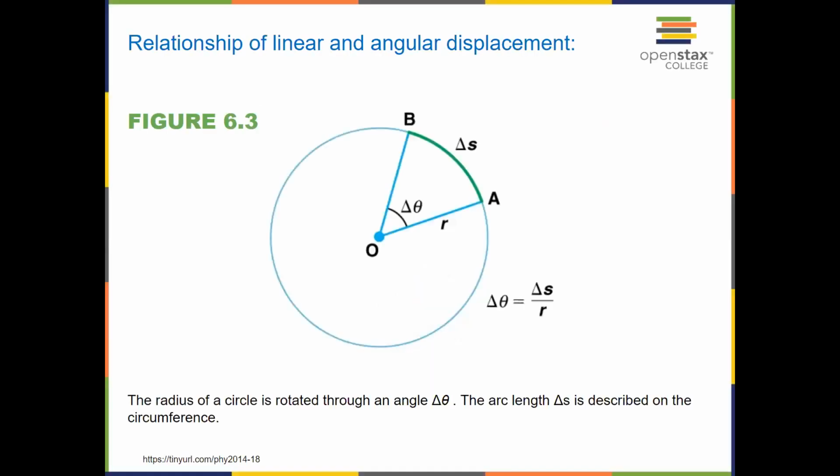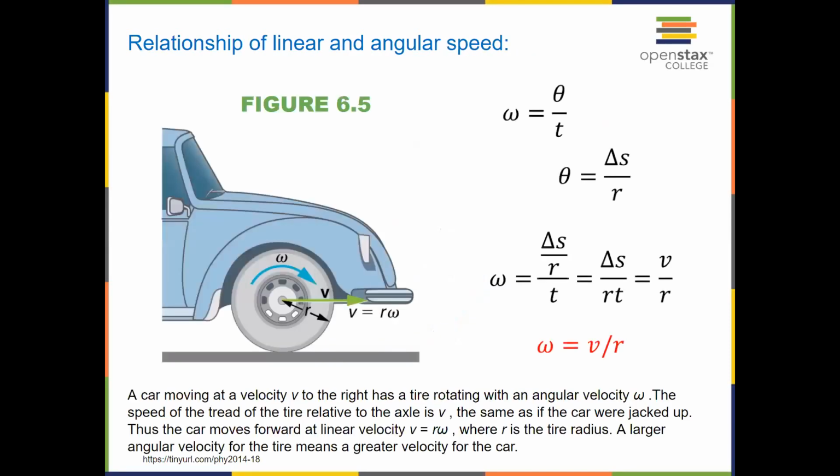All right, and then the relationship between linear and angular displacement. Angular displacement is equal to linear displacement divided by r, where the linear displacement is the arc length. Also, I think we looked at the relationship between linear and angular speed, just magnitude-wise. Angular speed omega is equal to linear speed divided by r, similar to the relationship between the displacements.